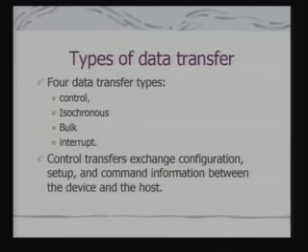So, what are the different kinds of data transfer which can take place on the USB bus? There are 4 types of transfer: control, isochronous, bulk, interrupt. These are the different types which are formally identified. Control obviously is that transfer modality by which the configuration information, setup and command information is exchanged between the host and the device.